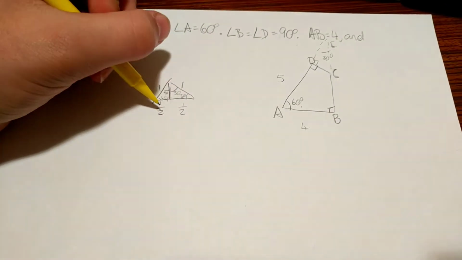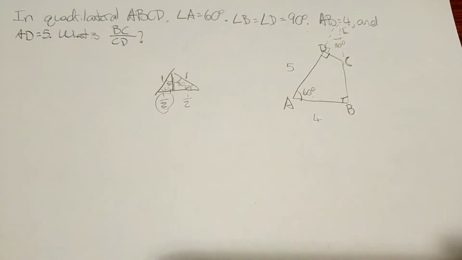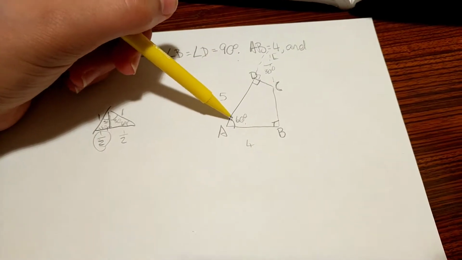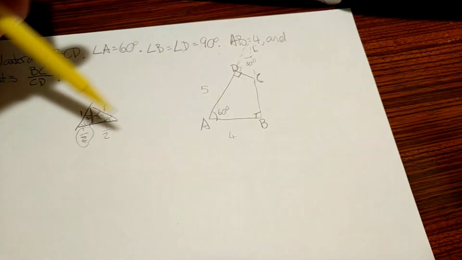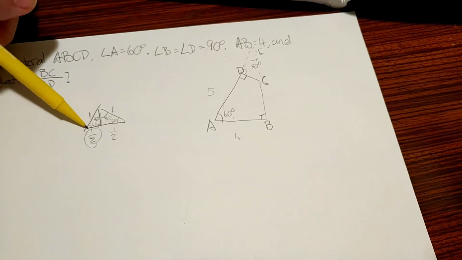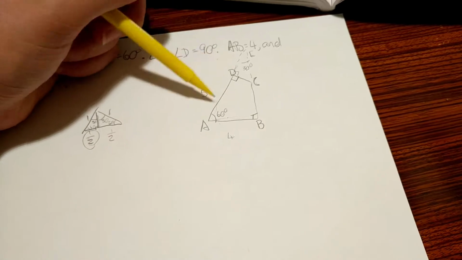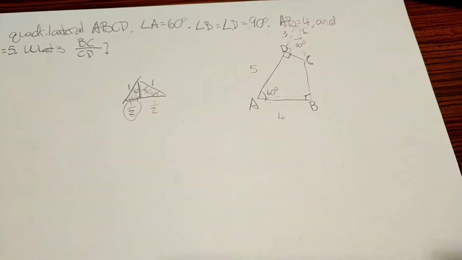Anyways, the important thing I'm getting at is that this is 1/2, which is half of this one. So that means that this length right here, which is the hypotenuse, is double this length right here. So if this is 4, then this total length is 8. So this part has to be 3. Okay?